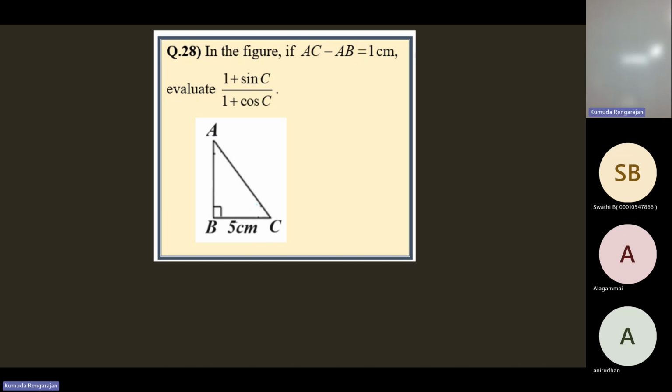In the triangle, AB square plus BC square is equal to AC square. We need this one.